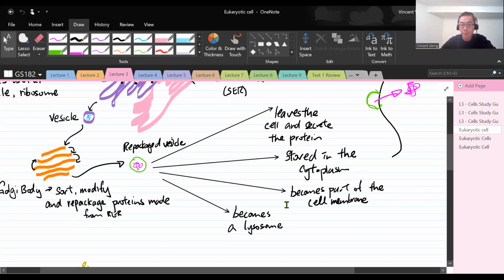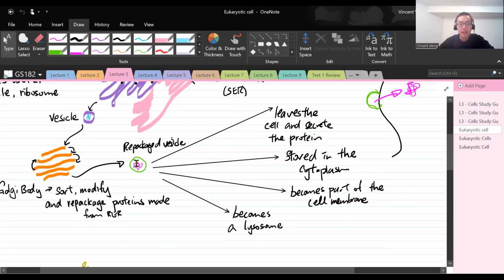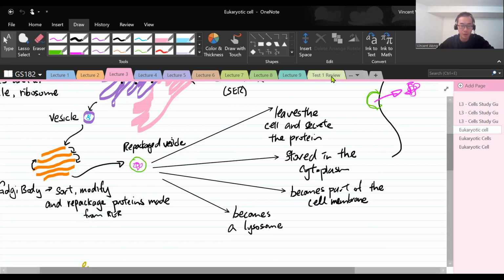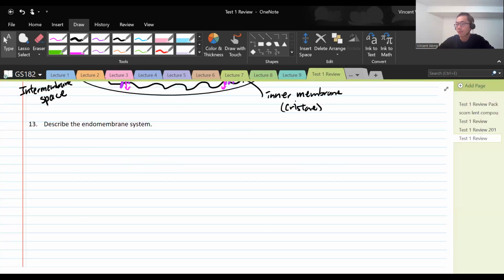It can become part of the cell membrane, as membrane proteins with lots of functions: cell recognition, transport, enzymatic activity. And it can also become the lysosome. The lysosome is responsible for breaking down macromolecules. It is responsible for digesting old and worn out organelles, and it might even trigger apoptosis if you need to kill the cell because it's too old. So that's the endomembrane system.